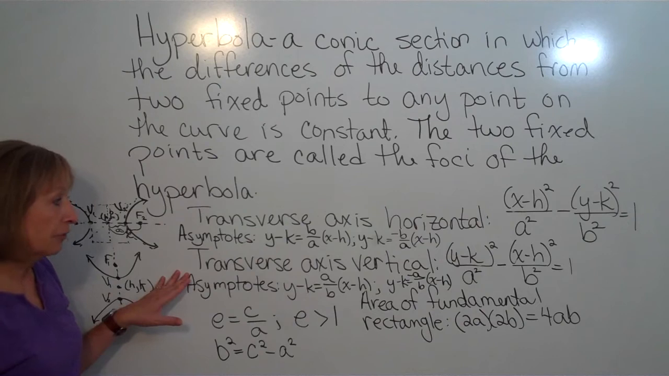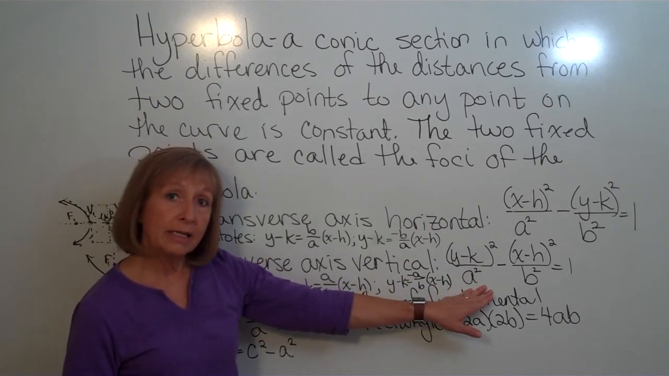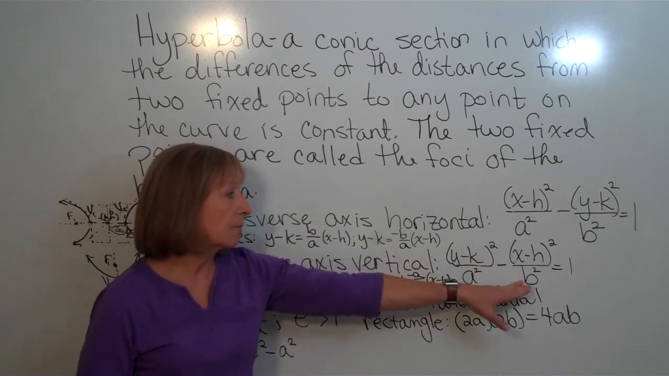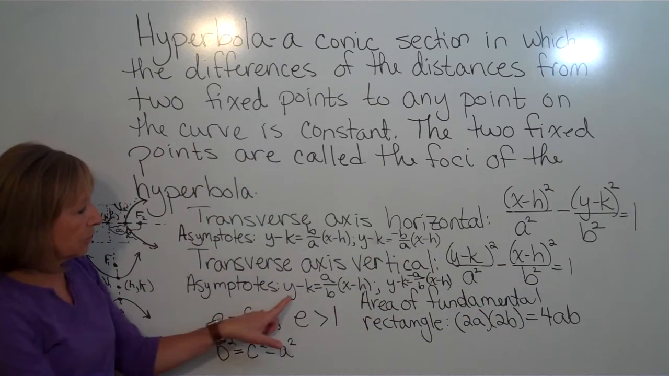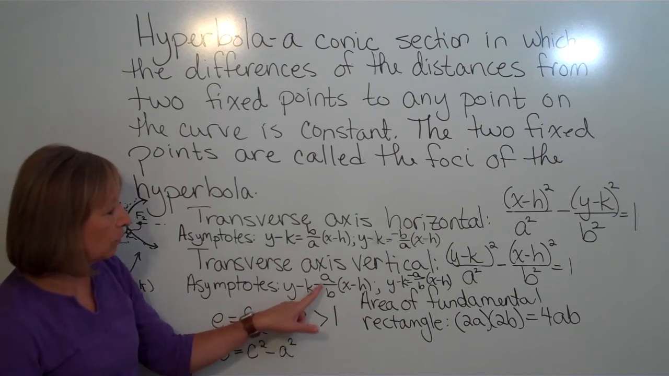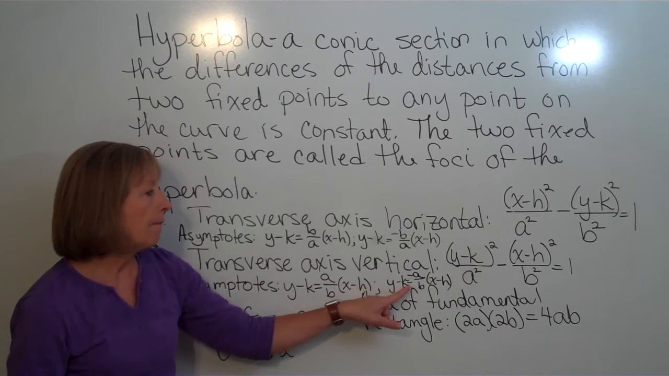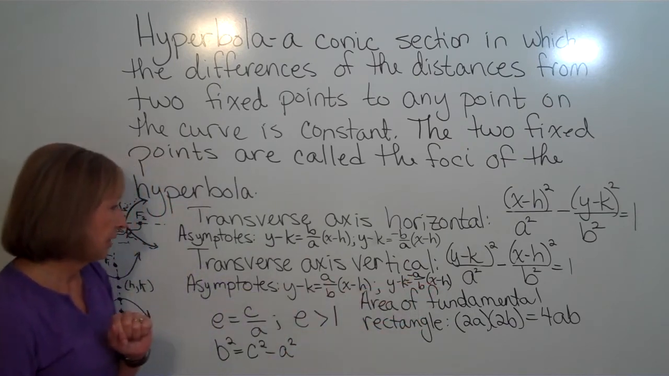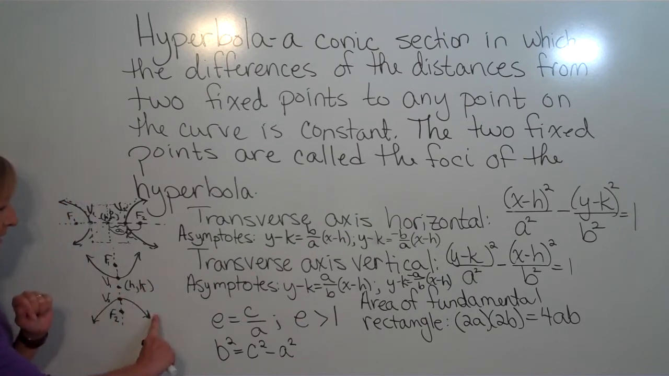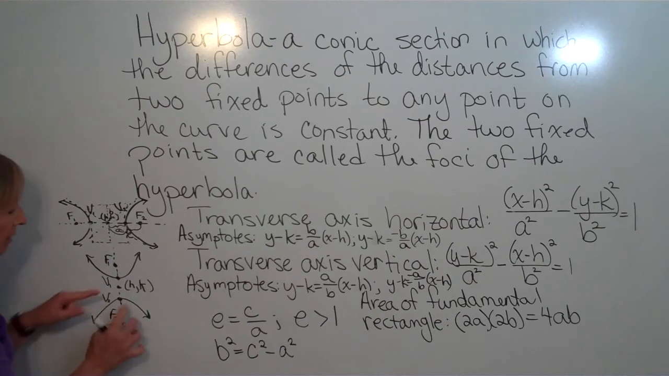Now, for our transverse axis being vertical, again, it's (y minus k) quantity squared over a squared minus (x minus h) quantity squared over b squared is equal to 1. My asymptotes are y minus k equals a over b times x minus h, and y minus k equals the opposite of a over b times x minus h. And this is what the diagram looks like. And with this then, my transverse axis is vertical.